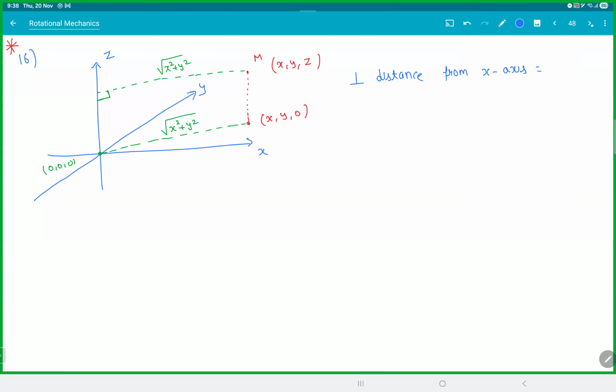So this is the perpendicular distance from the z-axis basically, what I showed you. So this is root over y square plus z square. If you want the perpendicular distance from the y-axis, then ignore the y coordinate. So whichever axis you want, ignore that particular coordinate.